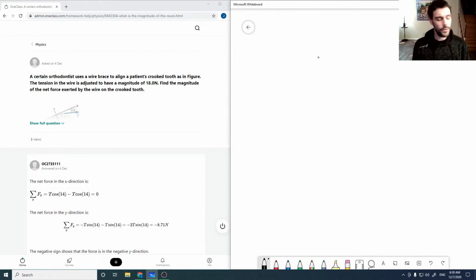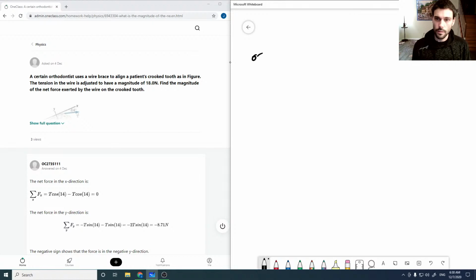So here's our first one. The question is, a certain orthodontist uses a wire brace to align a patient's crooked tooth, as in the figure. The tension in the wire is adjusted to have a magnitude of 18 newtons.